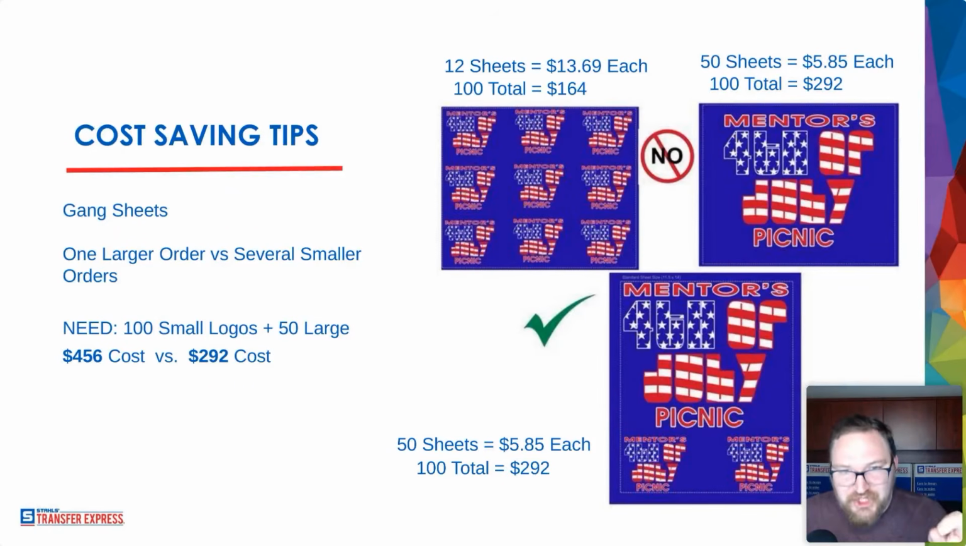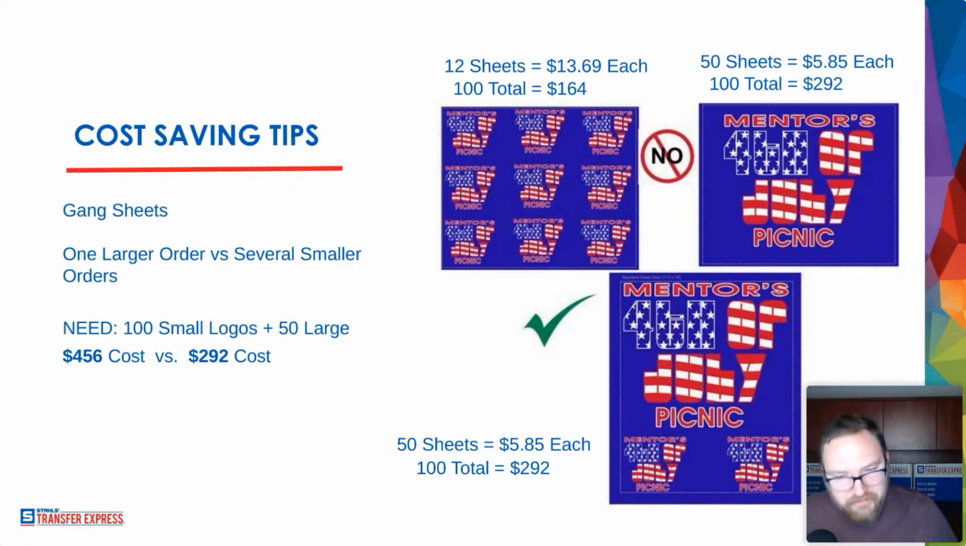Combine that with 50 sheets. And I mean, this is worst case scenario because we have a 3-color print here. So this is kind of the worst case scenario. But 50 sheets is only $5.85 each for that big graphic. So that one with no Gang Sheet at all, it's just the Menors 4th of July picnic. 100 total of those is $292. So combine that together is $456.